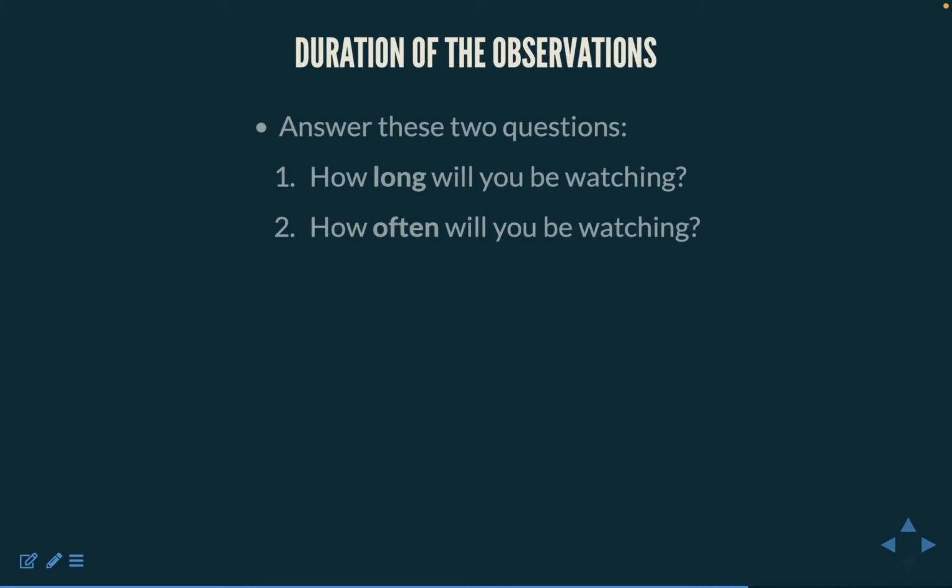The duration of the observation should be determined in the planning stages. This includes both the length of individual observations and the duration of the fieldwork. How long will you be watching and how often will you be watching? These two decisions depend very much on the nature and purpose of the observation. It is important that you build this into your research design, not least so that you can inform your research participants, but also so that you can schedule fieldwork and analysis.